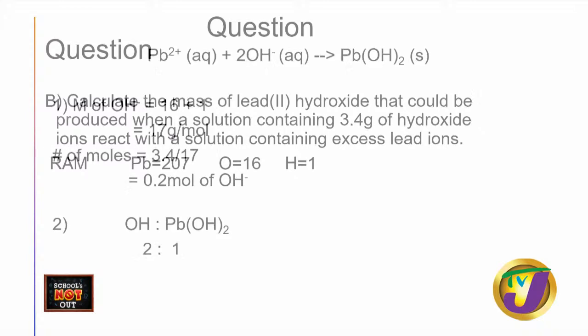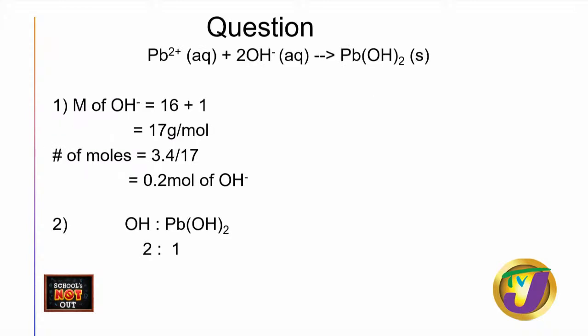solid, all right? And so here, the molar mass of hydroxide is 16 plus 1 because it's just simply OH. So O is 16 and H is 1. So 16 plus 1 is 17. So we get 17 grams per mole. So to find the number of moles, we're going to say the 3.4 that we get from the question. Remember, it's 3.4 grams. So we get the mass. I want to divide it by the molar mass, which is what? 17. And so now we end up with 0.2 moles of hydroxide ions.